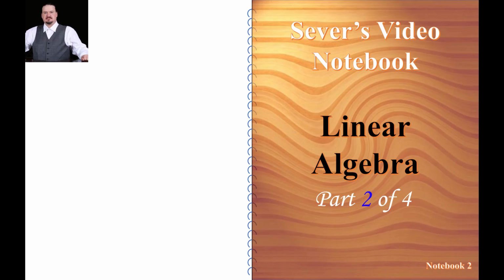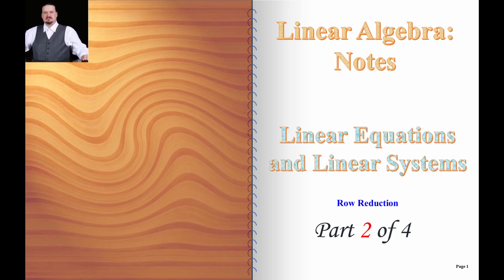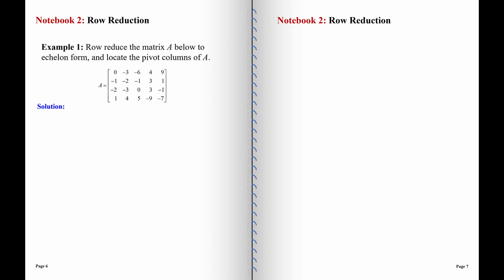Today we're continuing Notebook 2 with Part 2, which will focus on linear equations and linear systems. And in this notebook, we will be working on row reduction. So let's begin. Okay, let's consider an example.